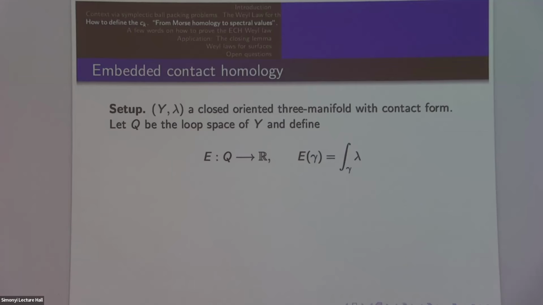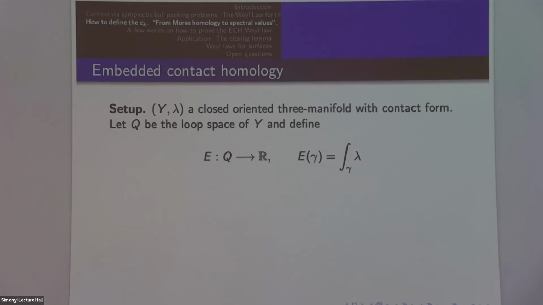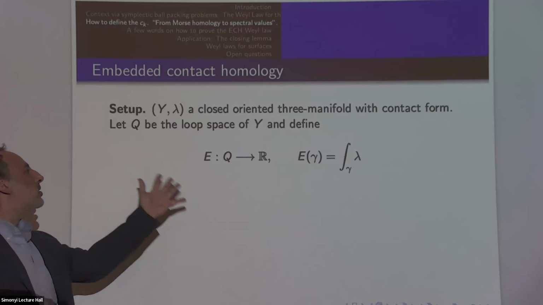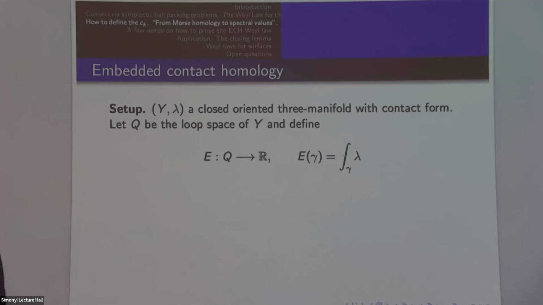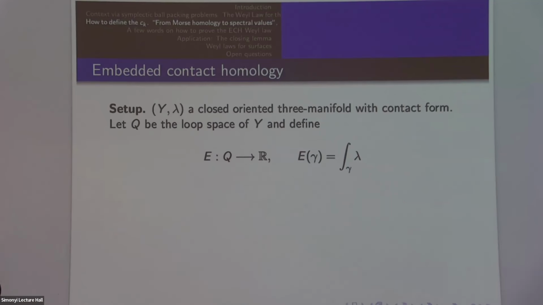Okay, so we're going to keep things in a little bit of an impressionistic form, but I want to try to stay as close as possible to the analogy with Morse homology. In the Morse case, we had a topological space and we had an energy function on it. In our case, our topological space is something like the loop space of our three-manifold. Namely, we want to look at the space of loops in here. And we want to define the energy to just be the integral of the contact form over the loop.